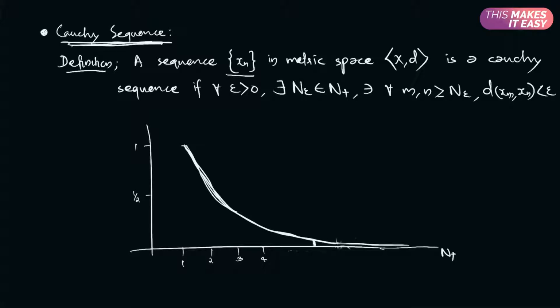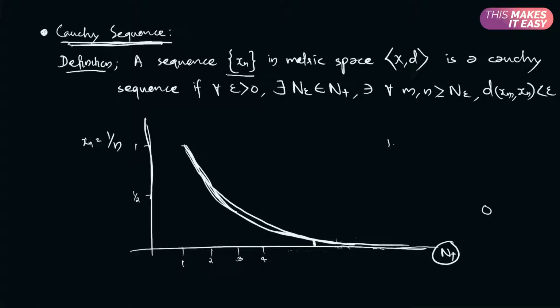For example, we have a sequence here. Our sequence is 1 by n on the y-axis, and on the x-axis we have n in the positive natural numbers. As n tends to infinity, the sequence tends to 0.